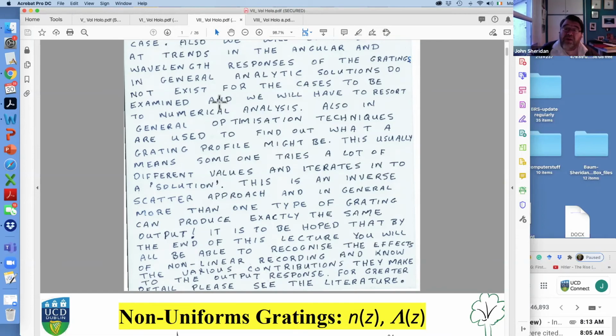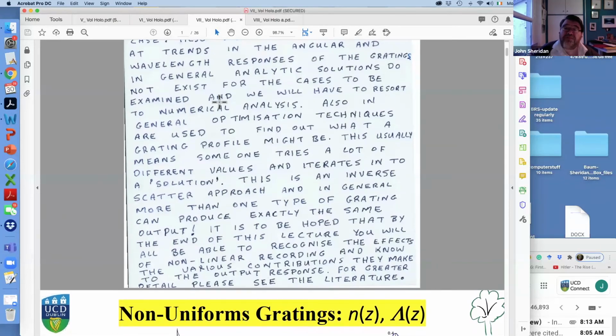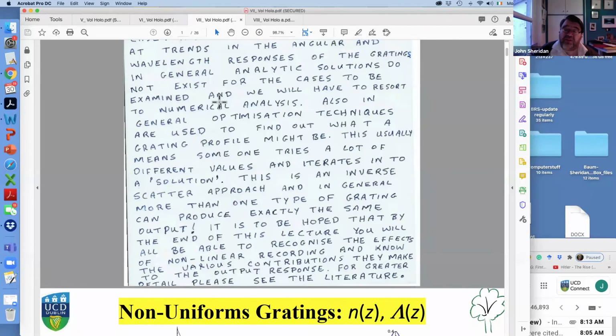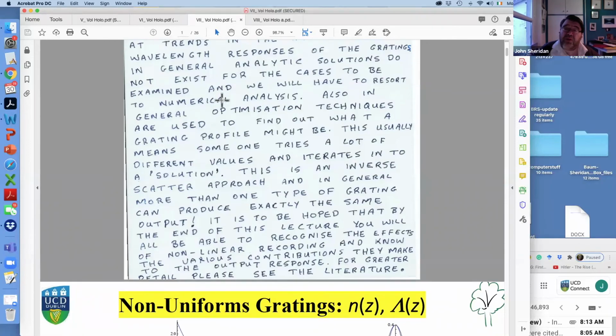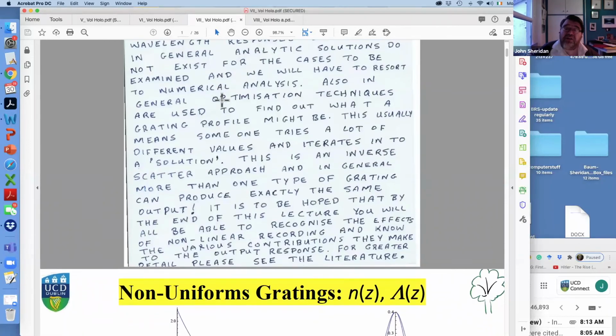There are some, but usually we have to assume some very specific restraints on the variations of the grating with depth. So in general, analytic solutions don't exist. Happily, because we've got Runge-Kutta methods, we can relatively easily solve these things with varying periods and varying modulations with depth. And we'll have to resort to numeric analysis. Also, in general, optimization techniques are used to find out what a grating profile might be.